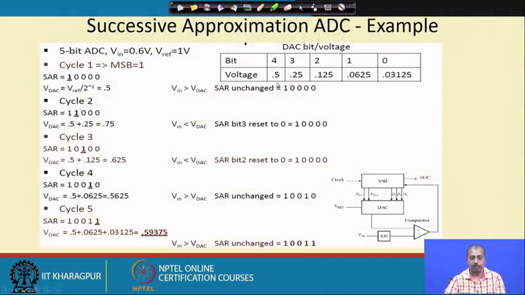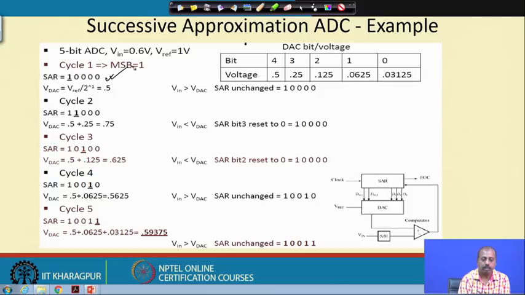So, we have an example that will show how this is going to happen. Suppose we have a 5 bit ADC with V in equal to 0.6 volt, the analog voltage value, and the reference voltage Vref is 1 volt. So, in the first cycle the MSB is set to 1. This is the 5 bit pattern that we have. So, the V DAC value is Vref divided by 2, that is 0.5. When we compare 0.5 and 0.6, V in is greater than V DAC. As a result, the successive approximation register content remains unchanged.